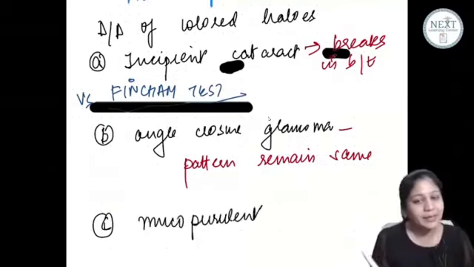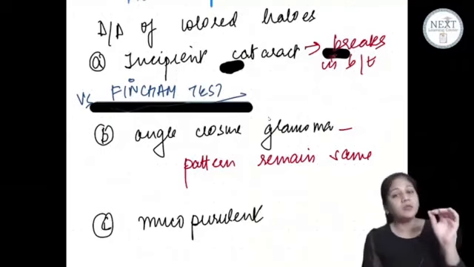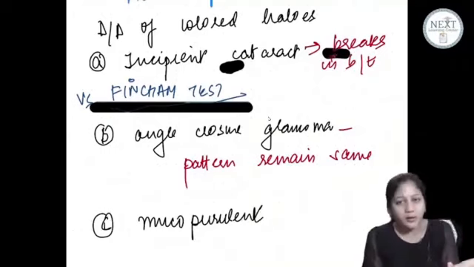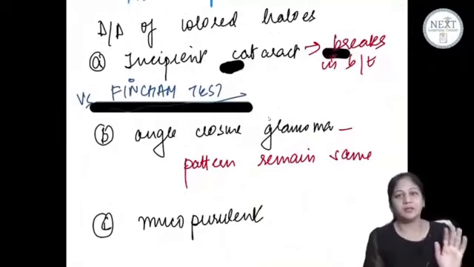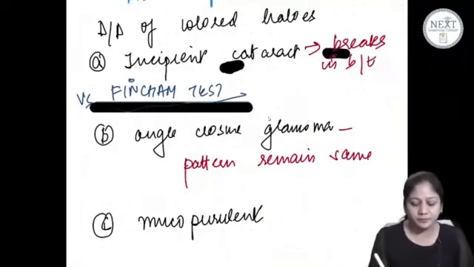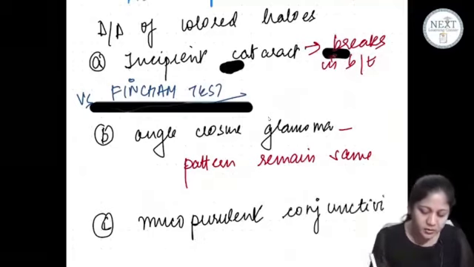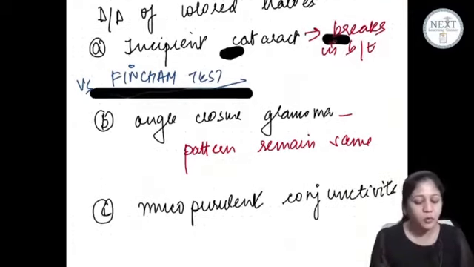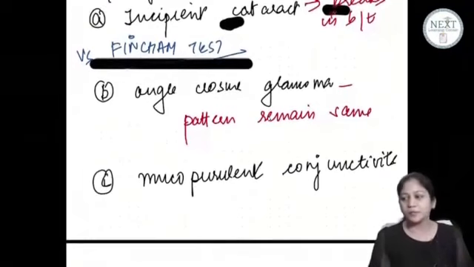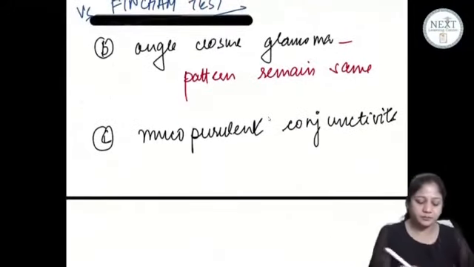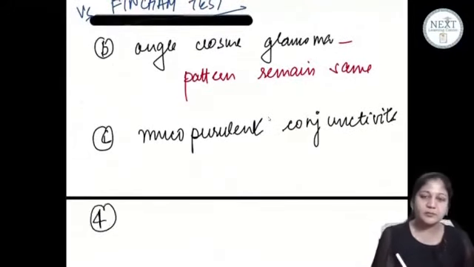So please remember, that is a picture question also. They can ask you a simple question in FMGE test: the colored halos are broken in what? So they are broken in cataract. Simple, broken in cataract. The next differential diagnosis of colored halos is mucopurulent conjunctivitis. Okay, please remember this much.